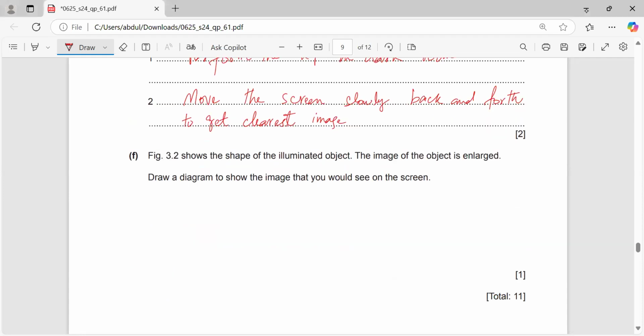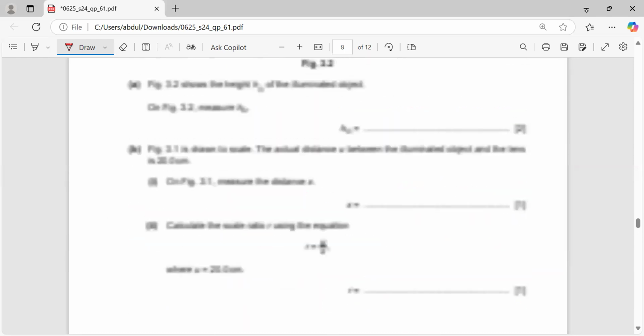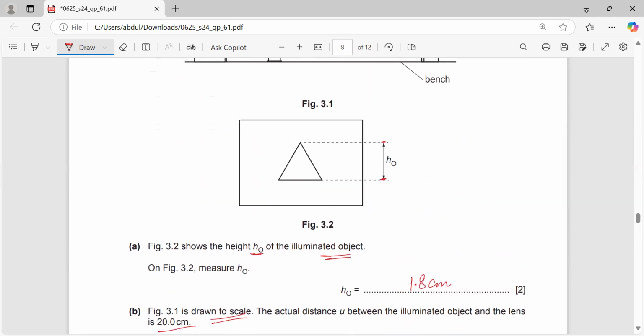Anyhow, figure 3.2 shows the shape of the illuminated object. The image of the object is enlarged. Draw a diagram to show the image that you would see on the screen. See, there are two types of images. Real image, which can be formed on the screen. Virtual image, which cannot be formed on the screen. It means this image is formed on the screen. Figure 3.2, this is the image. So same, this is the object basically.